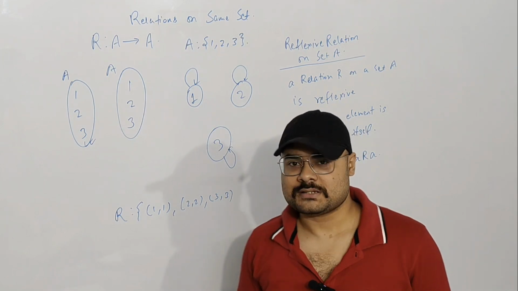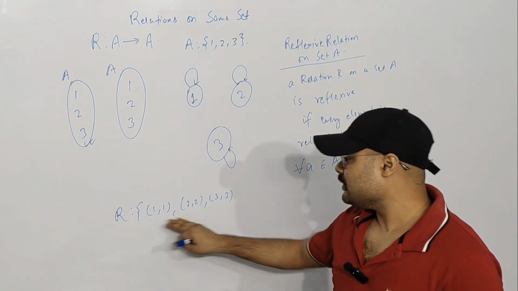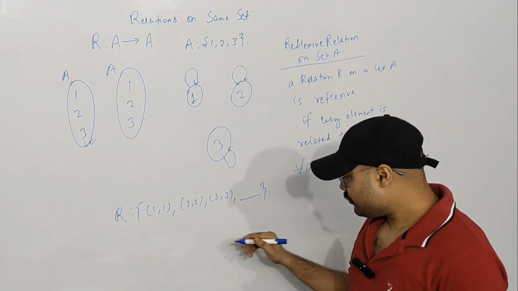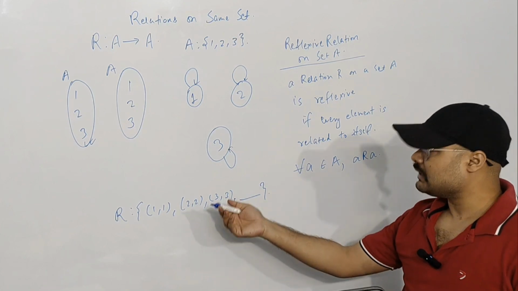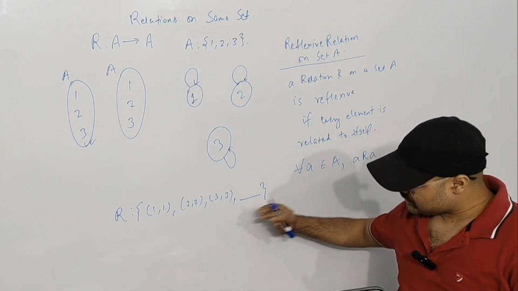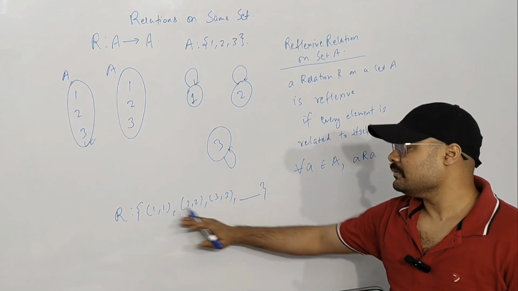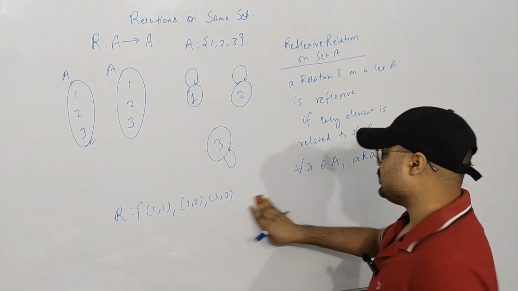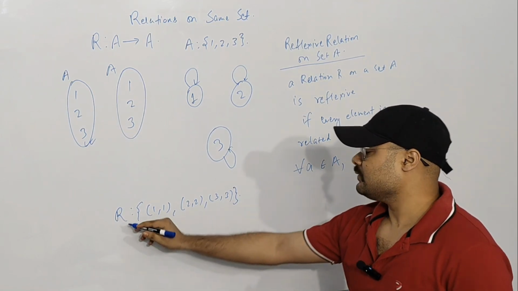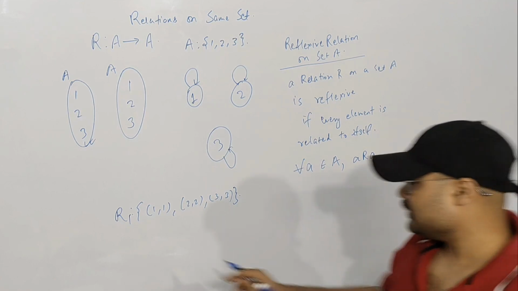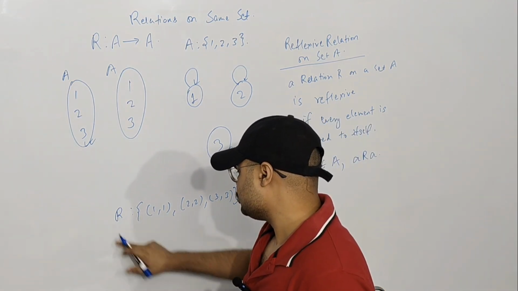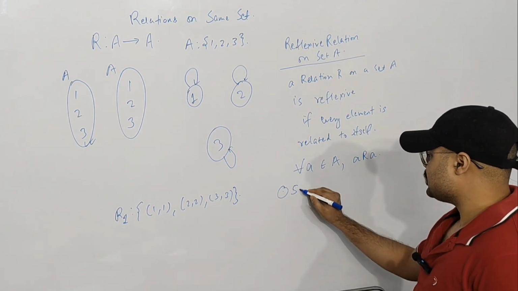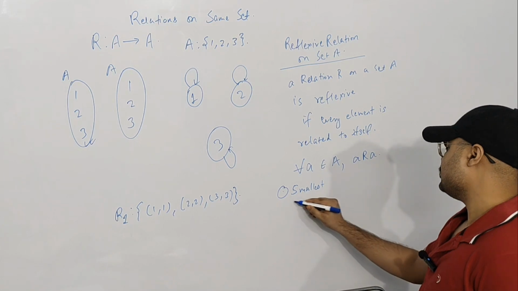If we have to check whether a relation is reflexive or not, we just have to see whether every element is related to itself or not. There may be other edges, but while checking if the relation is reflexive, we are not looking at those. So this is the smallest reflexive relation. Let's say R1. R1 is the smallest reflexive relation.